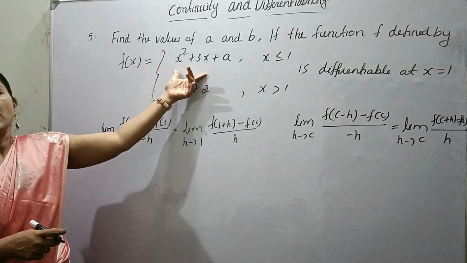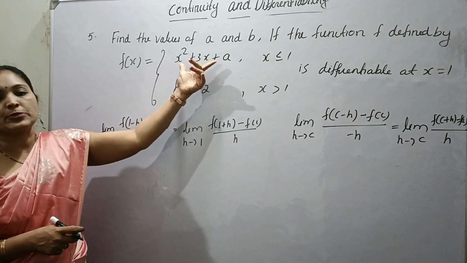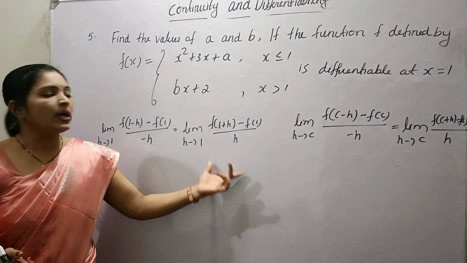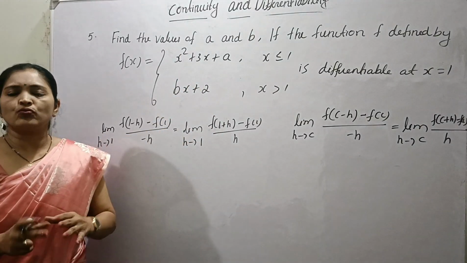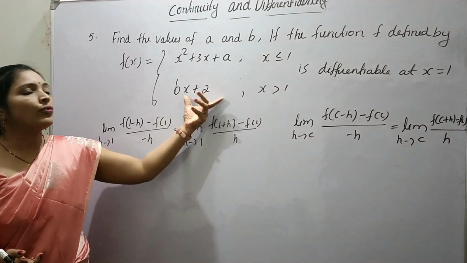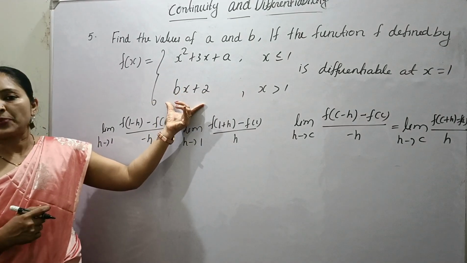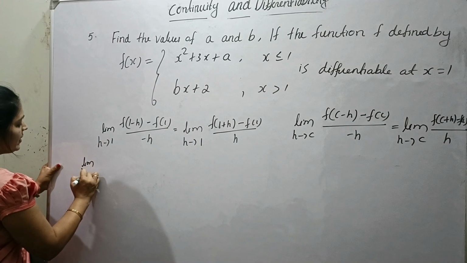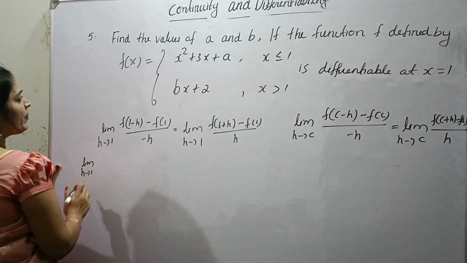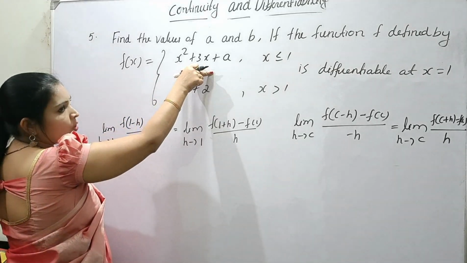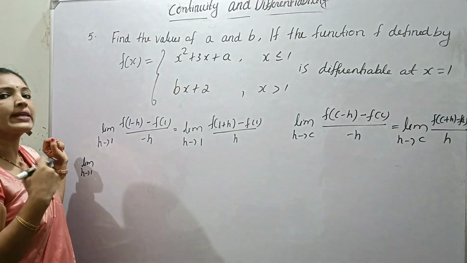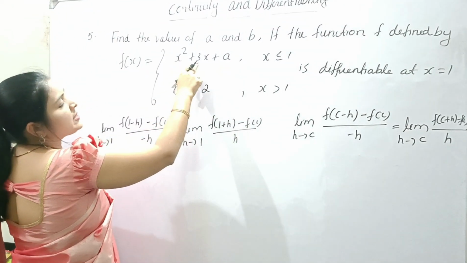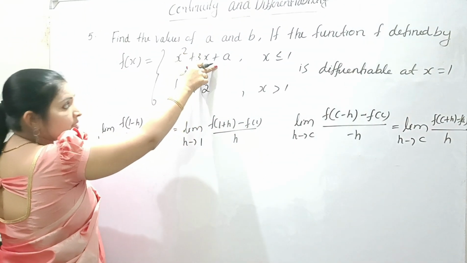So here we will take the function x square plus 3x plus a. When it is the right hand derivative, here x value is very close to 1 but it is greater than 1. Therefore we will take the function bx plus 2. Okay. So here limit h tends to 0, f of 1 minus h. In the left hand derivative x is less than 1. Therefore we have the function x square plus 3x plus a. So f of x is equal to this one.